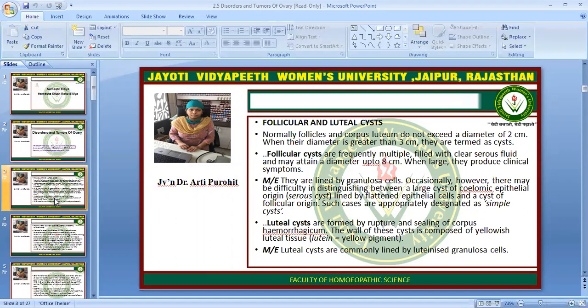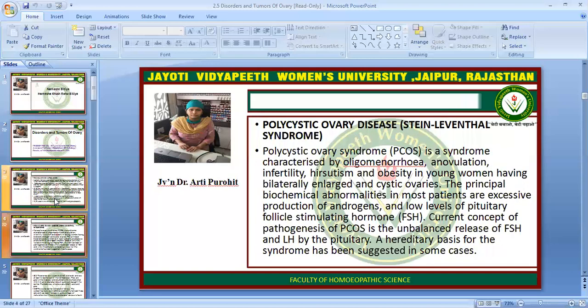Occasionally, however, it may be difficult to distinguish between a large cyst of coelomic epithelium origin, lined by flattened epithelial cells, and a cyst of follicular origin. Such cases are appropriately designated as simple cysts. Luteal cysts are formed by rupture and sealing of corpus hemorrhagicum. The wall of these cysts is composed of yellowish luteal tissue. On microscopic examination, luteal cysts are commonly lined by luteinized granulosa cells.